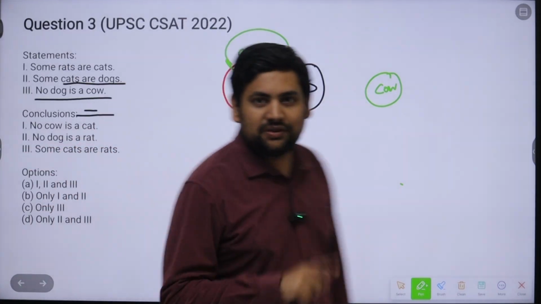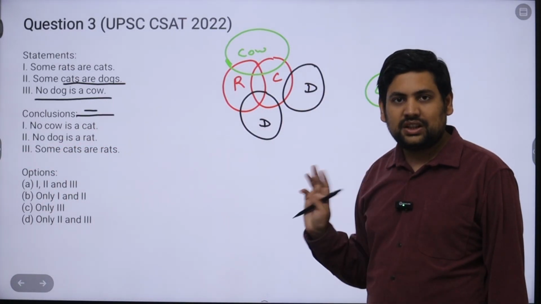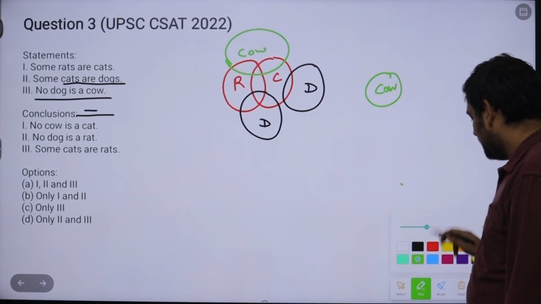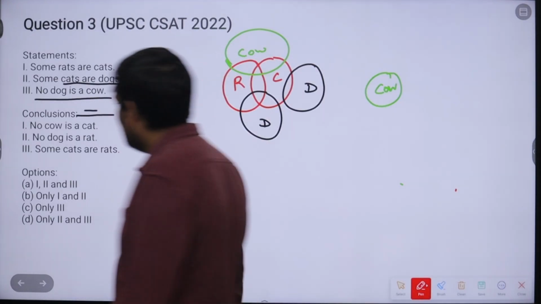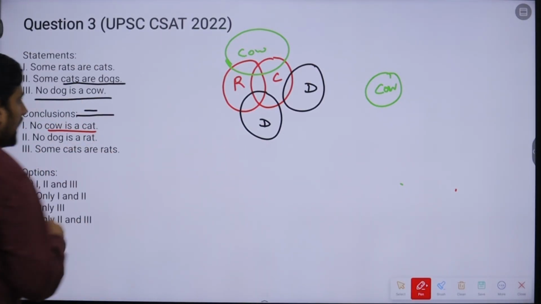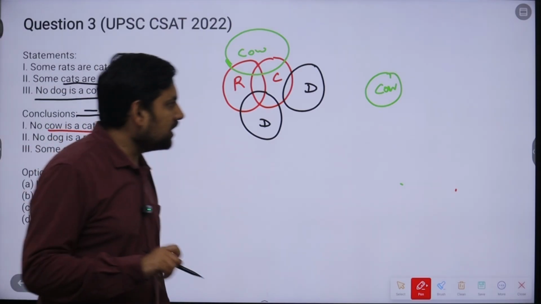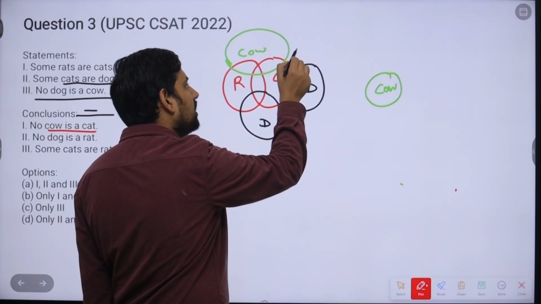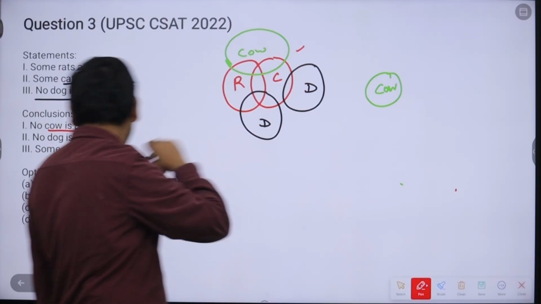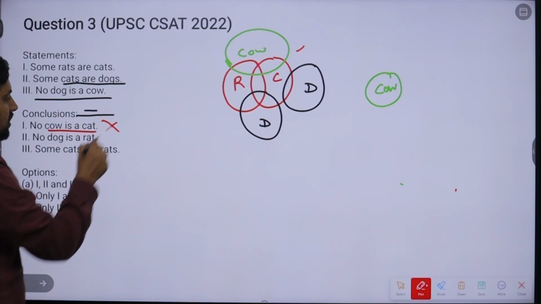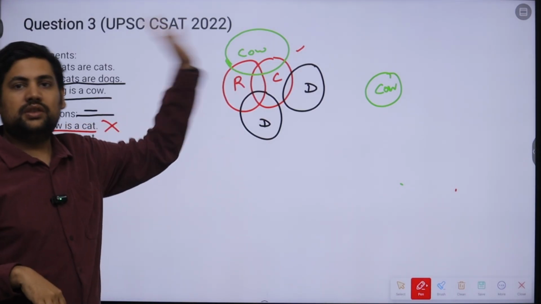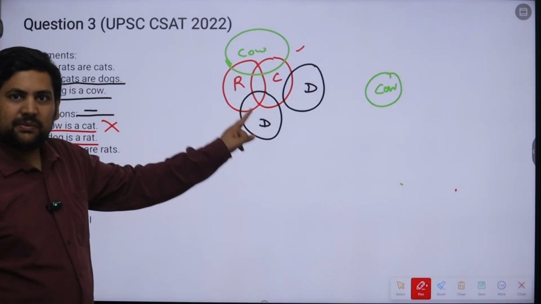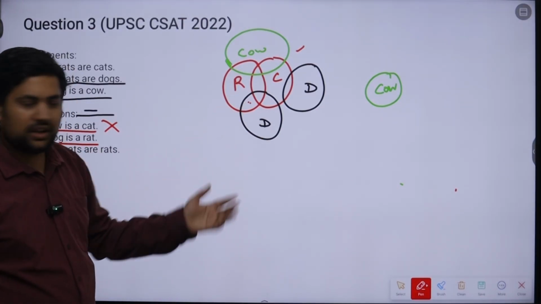Now it must hold for all the diagrams, all these conclusions, for it to be called true. Now let's see the statements. First statement is no cow is a cat. It holds for this one, but clearly some cows are cats is possible. So no cow is a cat is wrong. Why? Because here there are some cows that are cats. Then, no dog is a rat. But here you have some dogs that are rats.